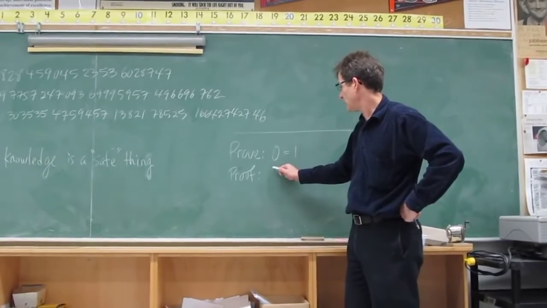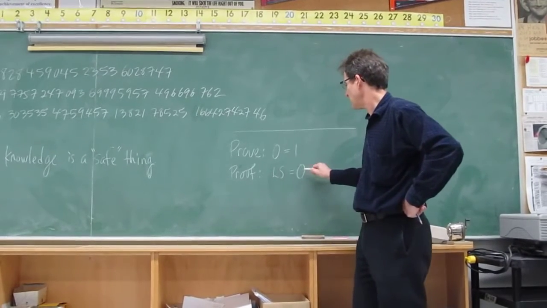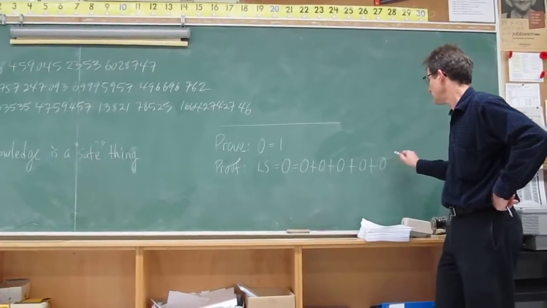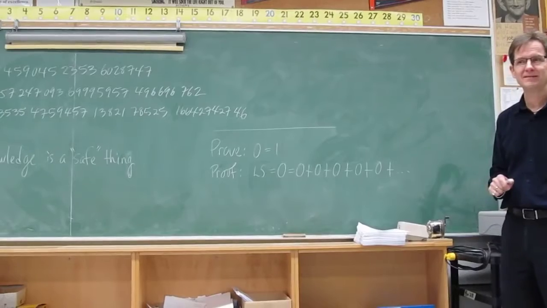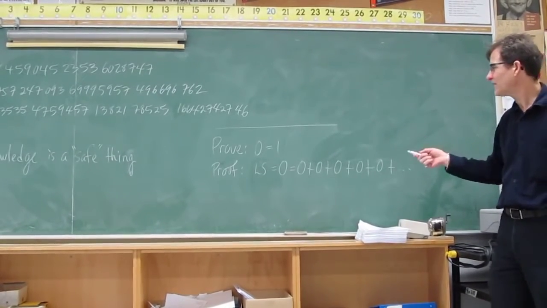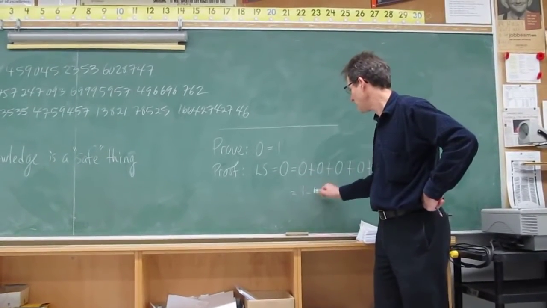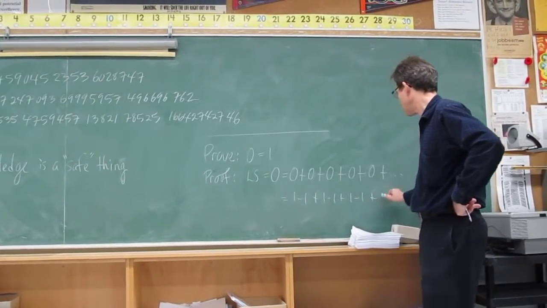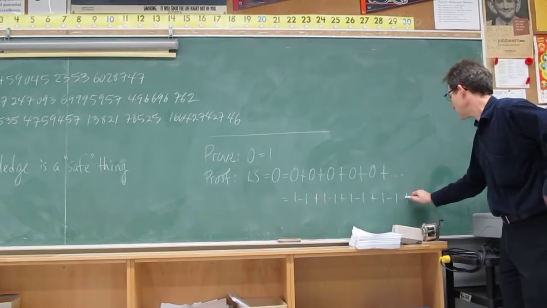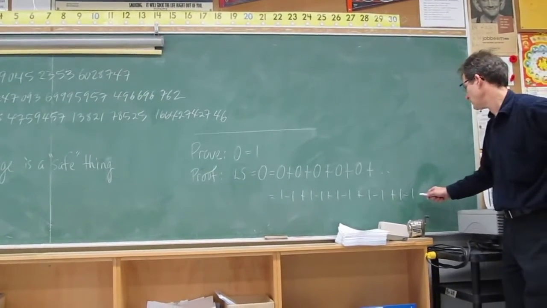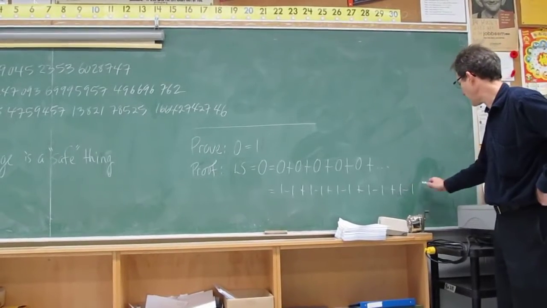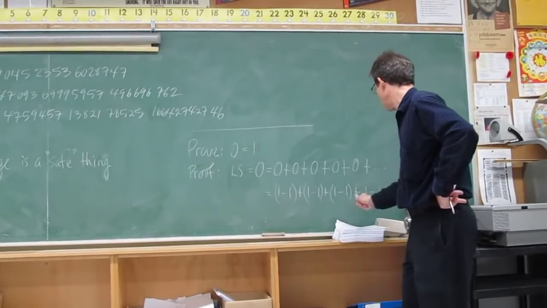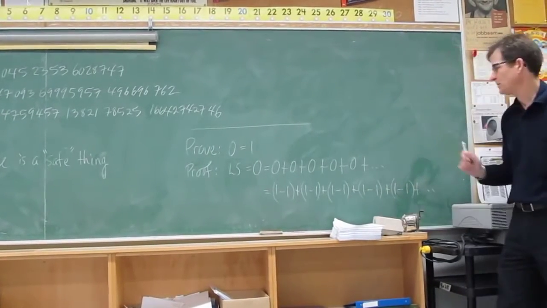So, proof. Left side is equal to 0, which is equal to 0 plus 0 plus 0 plus 0 plus 0, etc. Right? You agree with that? Okay, but every 0 on the right-hand side is 1 minus 1. So 1 minus 1 plus 1 minus 1 plus 1 minus 1 plus 1 minus 1. It doesn't matter how many I write here, but I guess I've got 6 of them. Now, in other words, if you group these two, that's 0, that's 0, that's 0, that's 0. So I guess I'm short one, but it doesn't matter.